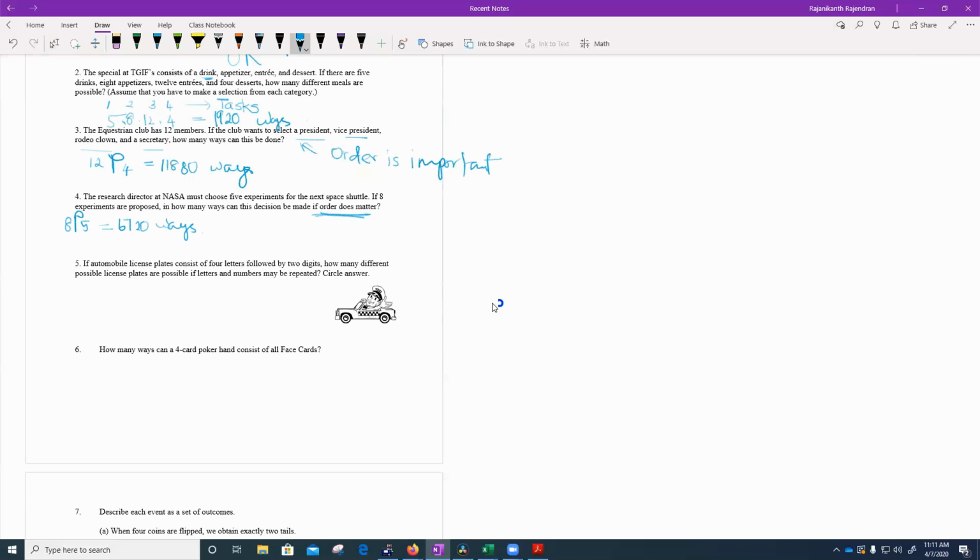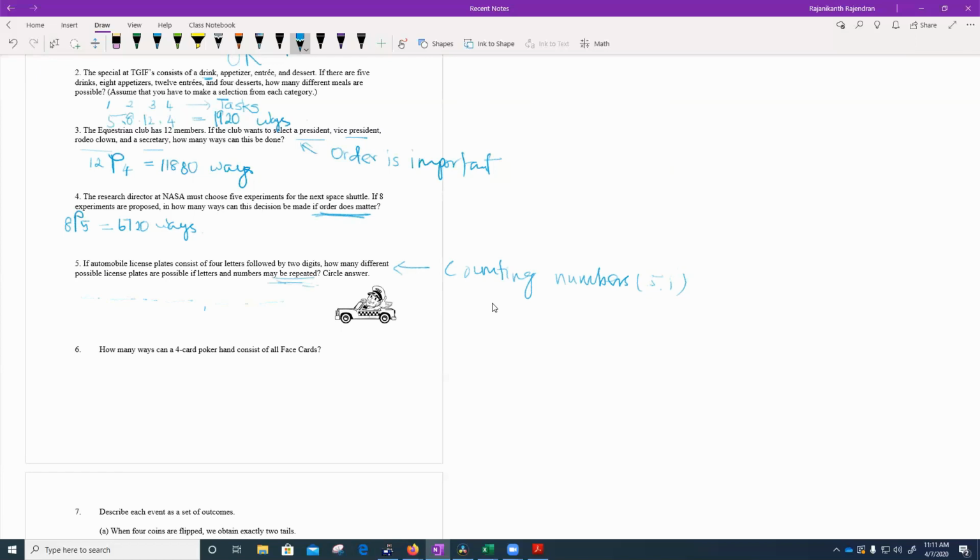The next one, again, counting principles. So we need to look at the counting principles we learned in chapter 5. Automobile license plates consist of 4 letters followed by 2 digits. Therefore, you have to allot the slots, right? 4 letters followed by 2 digits. How many different license plates are possible if letters and numbers may repeat? Okay, repetition is allowed, right?